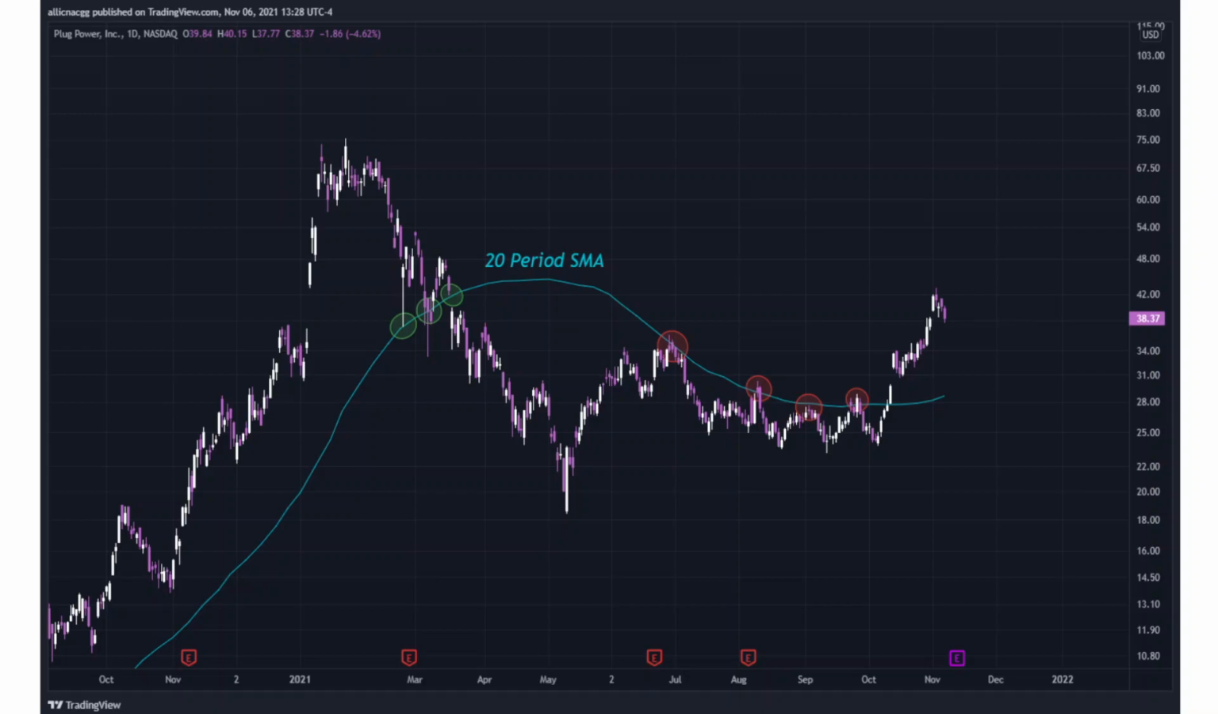And you can see as soon as PLUG broke above that resistance, we have really initiated a new market structure, a new pivot, and we are kind of getting back to things with some bullish momentum.